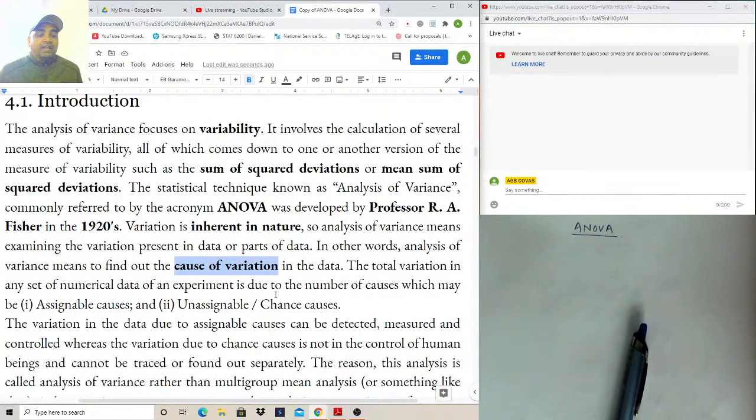The total variation in any set of numerical data, of any experiment, is due to a number of causes. Say for example, the milk yield. Milk yield is due to the nutrition you are feeding, and in which lactation your buffalo is. The lactation stage, that is whether it is in the initial stage, mid stage, or the late lactation stage. Then which parity it is, that is whether it is a heifer or a buffalo in third or fourth parity, or in the late parity.